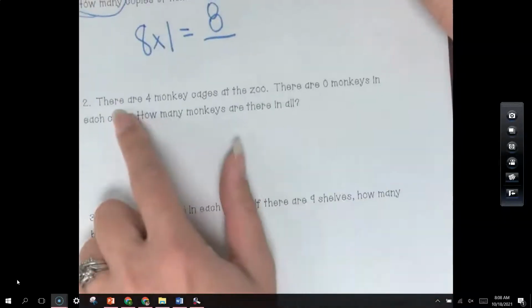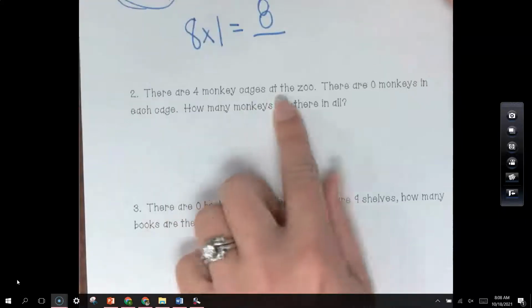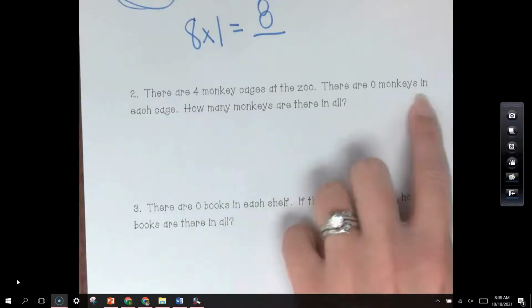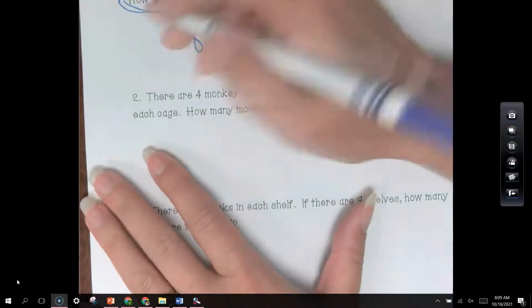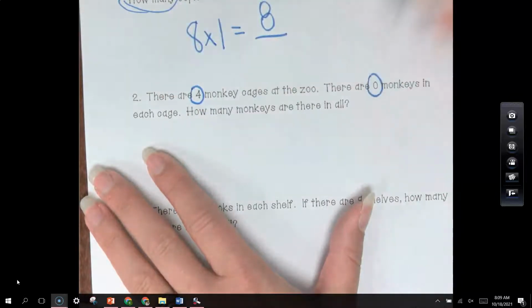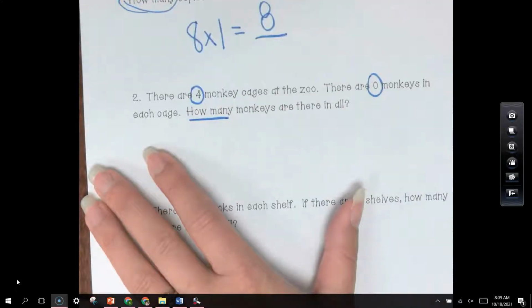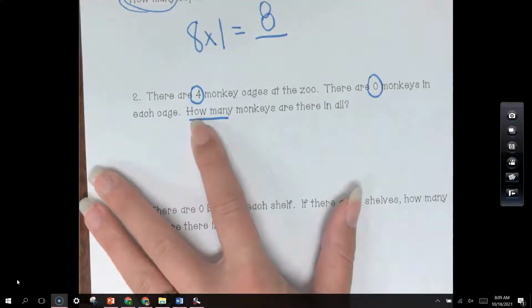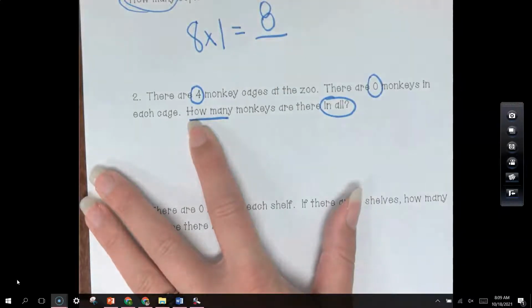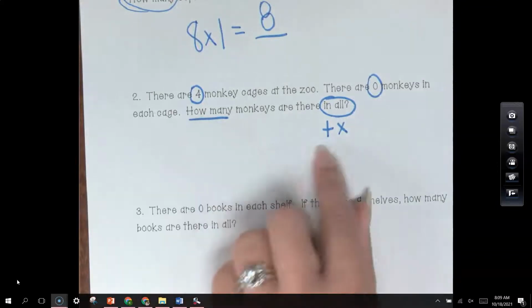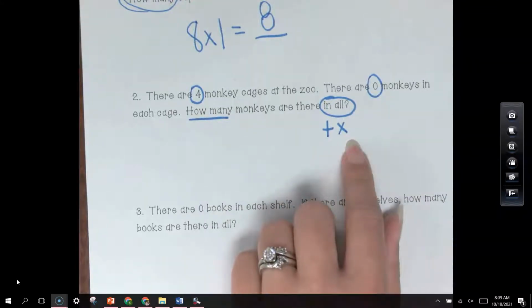Alright, moving on. There are 4 monkey cages at the zoo. There are 0 monkeys in each cage. How many monkeys are there in all? Well, I see a 4 and I see a 0. Do you see any other keywords? Well, I see how many. That's not super helpful because that can mean add, subtract, multiply, or divide. But I do see the words in all. In all can mean what? If you said add or multiply, you are correct.